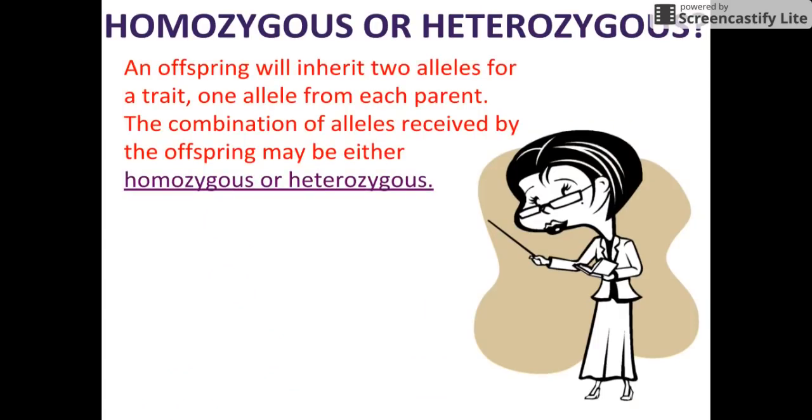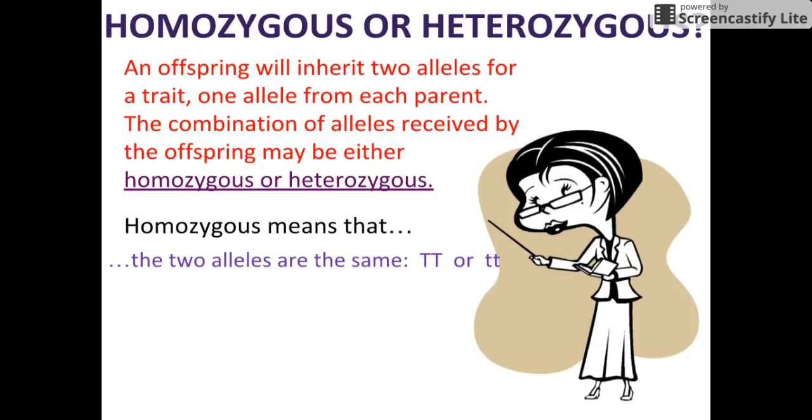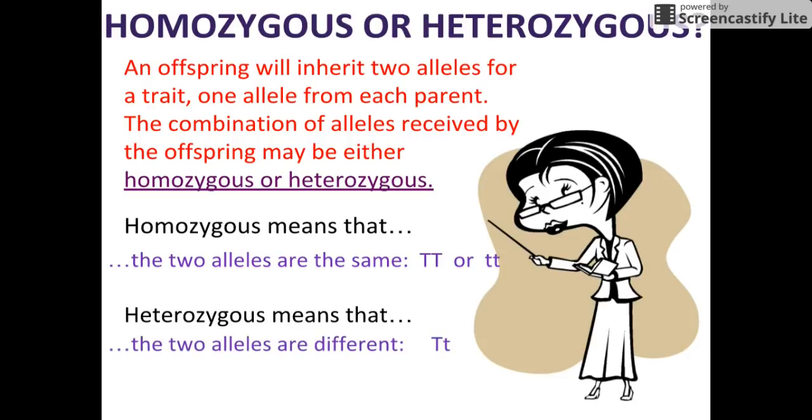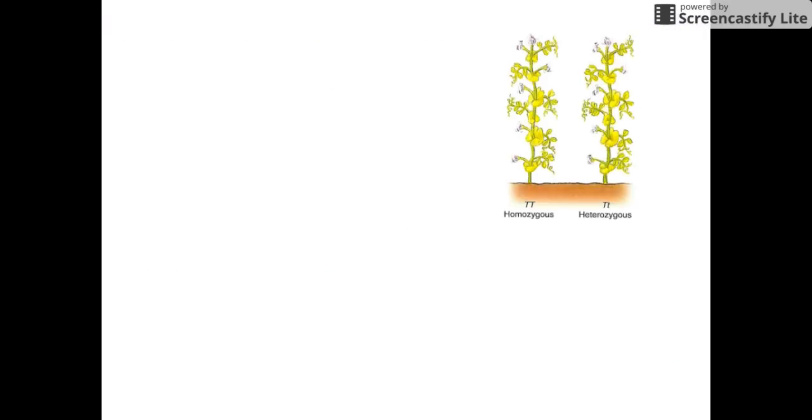Homozygous or heterozygous. An offspring will inherit 2 alleles for a trait, 1 allele from each parent. The combination of alleles received by the offspring may be homozygous or heterozygous. Homozygous means that your 2 alleles are the same. Homo means same, so capital T, capital T, or little t, little t. Heterozygous, hetero means different, so the 2 alleles are different. You have 1 big T and 1 little t.